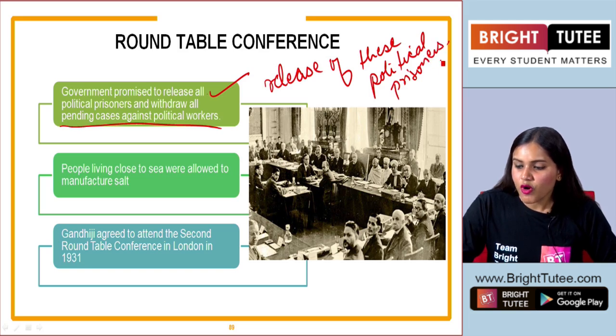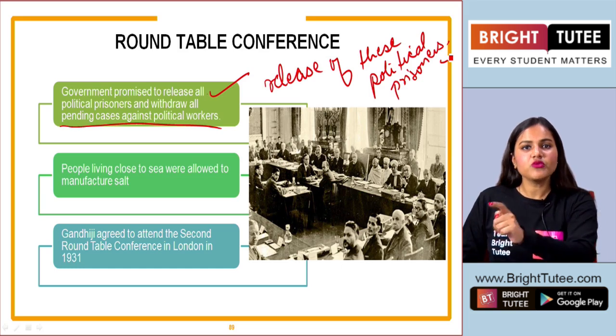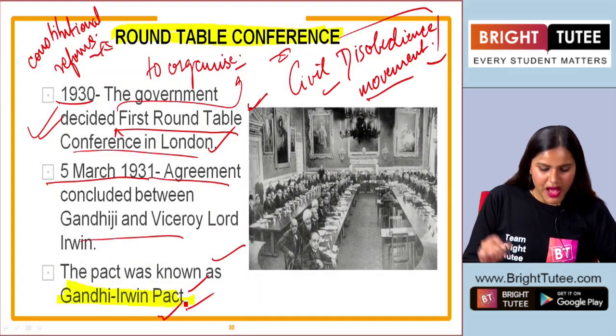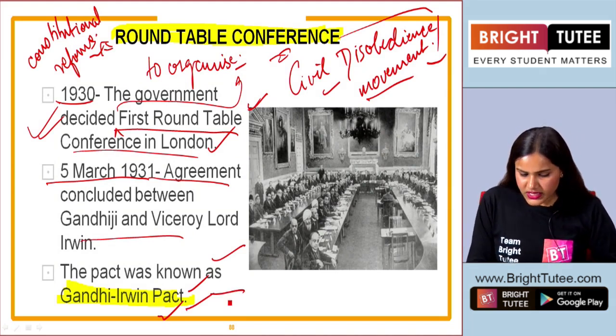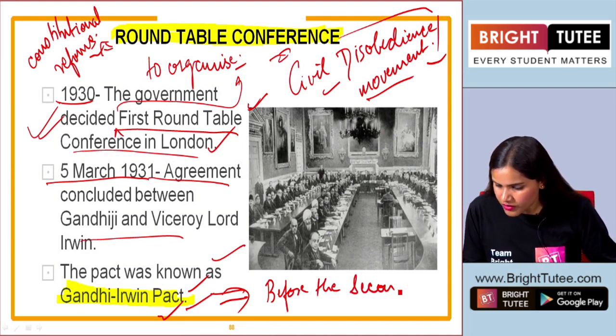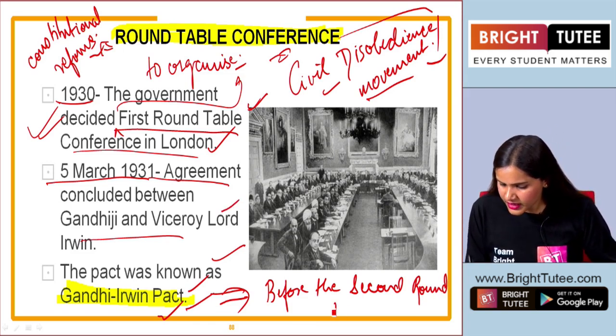Now they also wanted the Indian National Congress to participate in the second roundtable conference. So here, the Gandhi-Irwin Pact that we are talking about, students, was signed before the second roundtable conference. This is the image of the first roundtable conference here. Second roundtable conference. Okay.